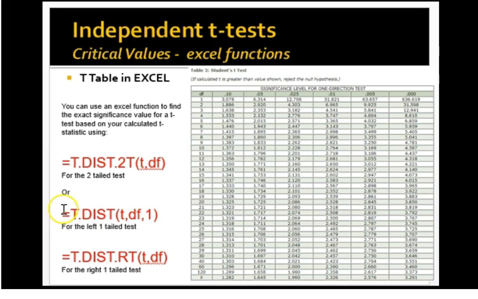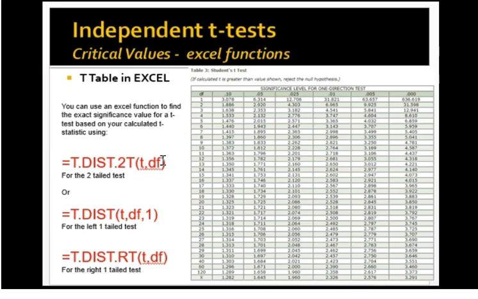If we want to just do a two-tailed test, we would just enter t.dist.2t, and then we would enter that calculated t-test statistic that we got from the formula, and we would enter our degrees of freedom associated with that test, and it would give us the probability for a two-tailed test.